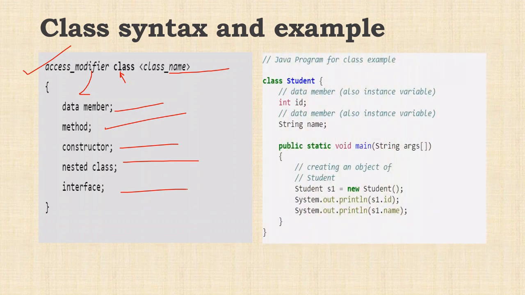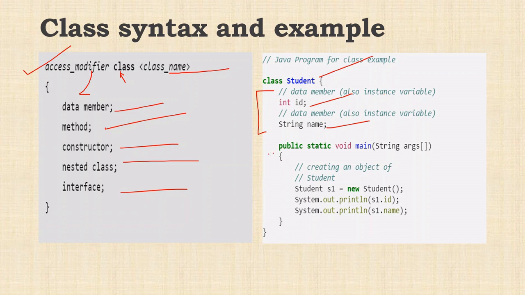This is an example of how you can create a class. Here is class Student. This is the keyword to create the class, and this is the class name, Student. These are the data members: id, the student id, and name. You can also call them instance variables.